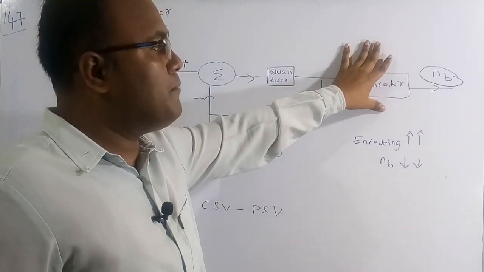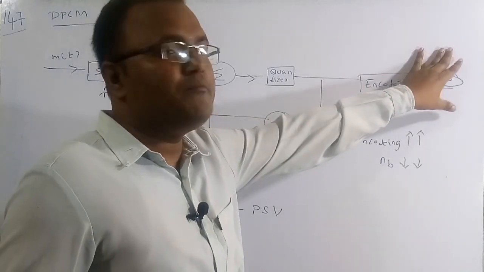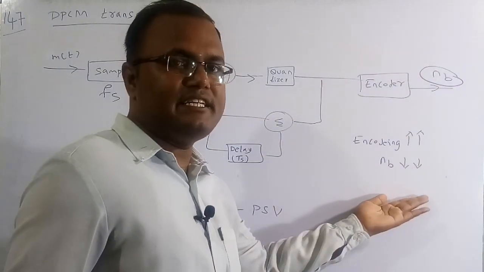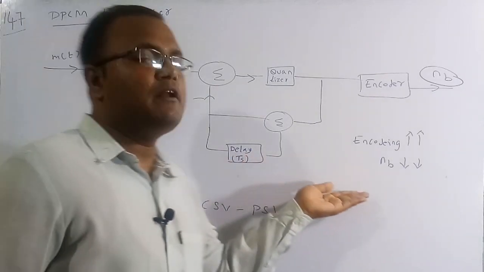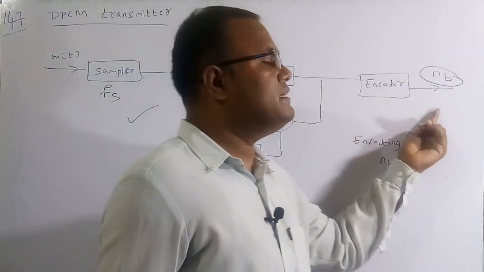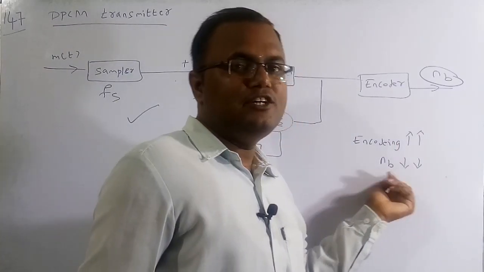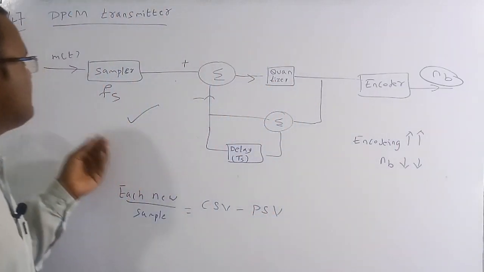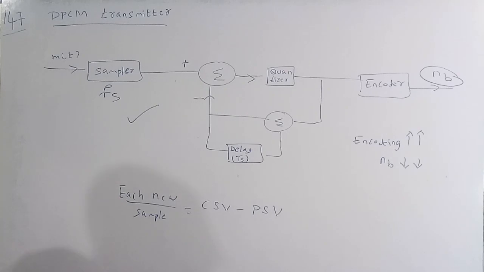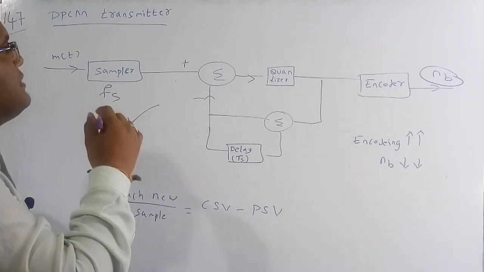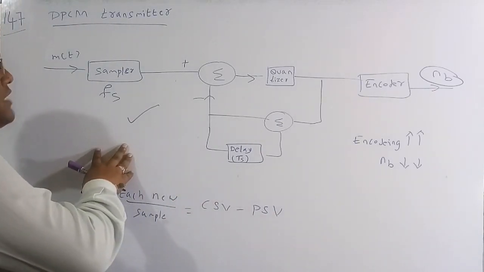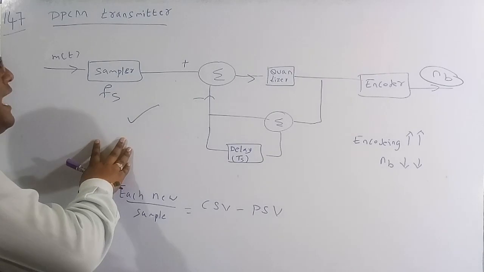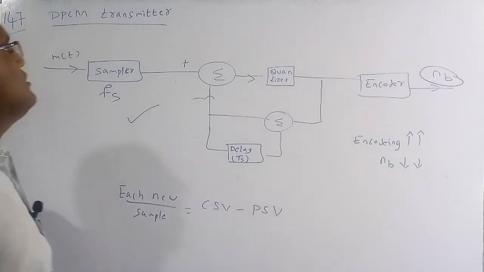Whenever the encoder performance increases, the number of bits at the output also decreases. So as the sampling increases, the encoding performance increases and the number of bits at the output decreases. Therefore the performance of the differential pulse code modulation transmitter is going to increase. Basically, the DPCM performance increases whenever the sample to sample correlation increases at the sampler. So this is all about this one.